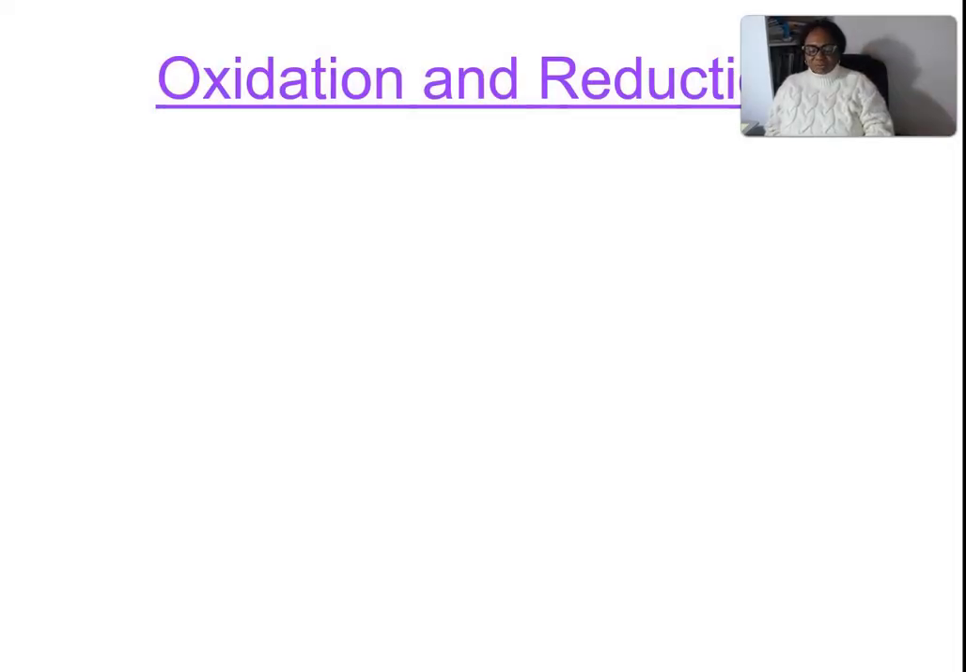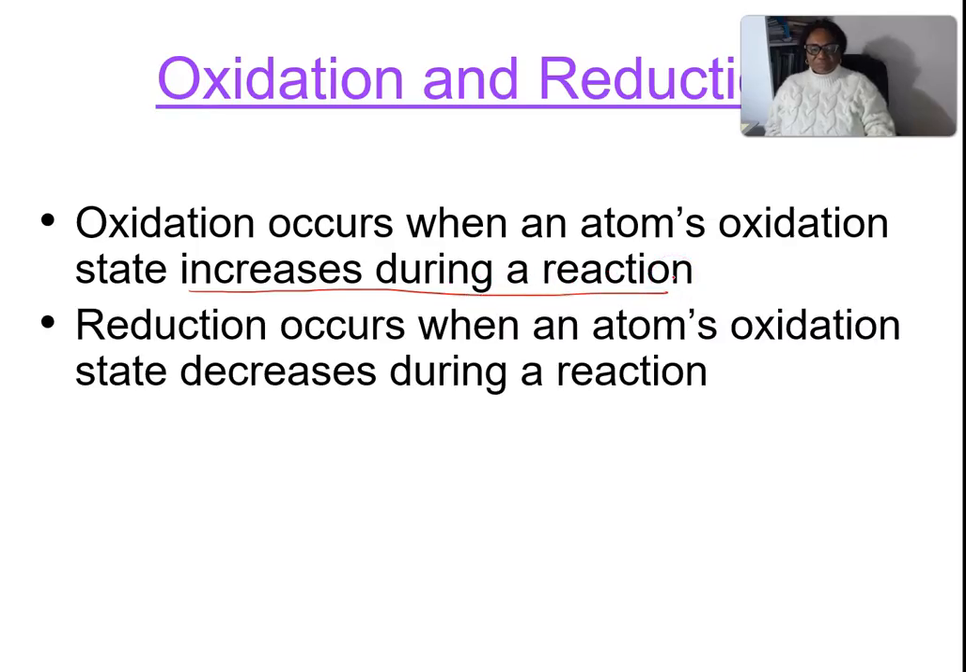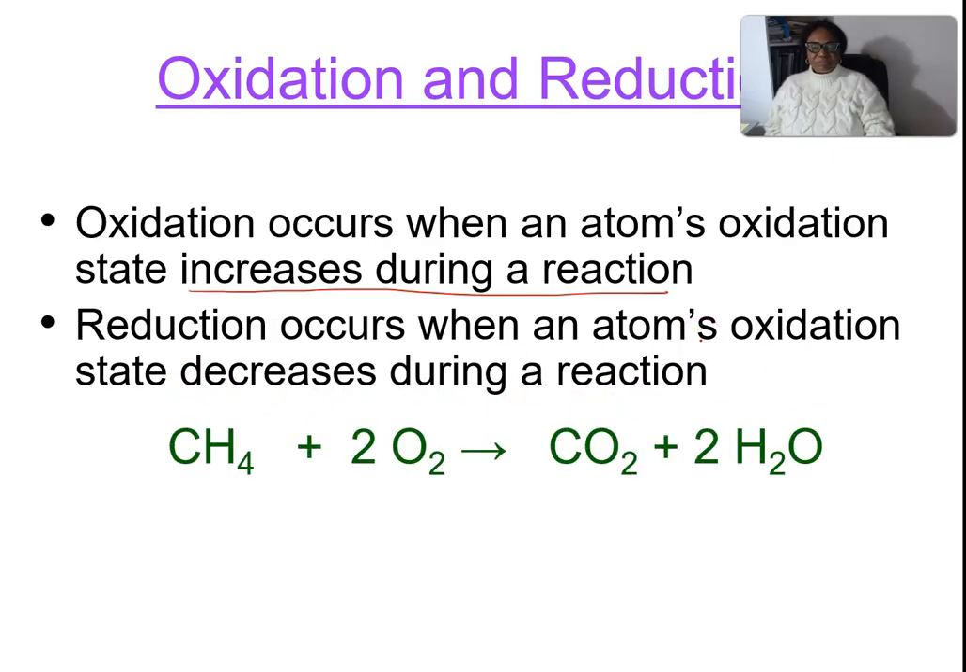Oxidation and reduction. Oxidation occurs when an atom's oxidation state increases during a reaction, and reduction occurs when an atom's oxidation state decreases during a reaction. In order to do that, you must be able to determine the oxidation state. So we follow the rules.